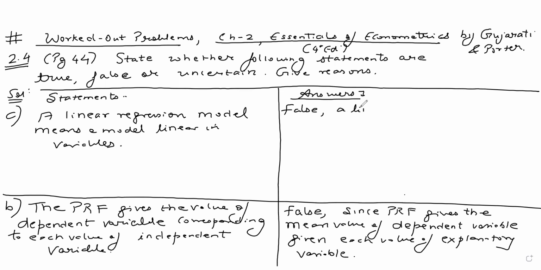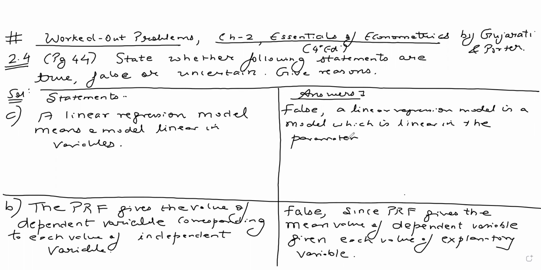A linear regression model is a model which is linear in the parameters. It may or may not be linear in variables. It may or may not be linear in the variables. So again, we had done this in our lectures on linear regression. A regression model is said to be linear if it's linear in the parameters.